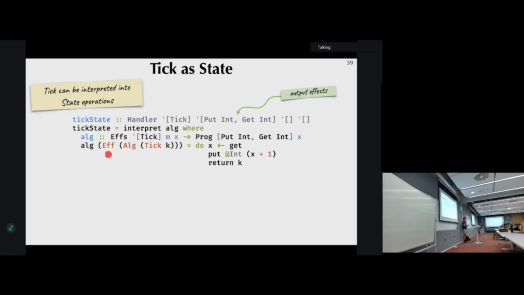And so how does it happen? Well, if you see a tick, then get the state X, then put one more, and then return. So you can see the tick's now gone because we've pattern matched on it, and we've added two other operations to the tree. And what's happening behind the scenes that makes sure that you're not doing something totally crazy is this parameter k, which is the continuation that tick promises. So tick is saying, once you tick, the program will continue with k, whatever k is. It's the rest of the program.